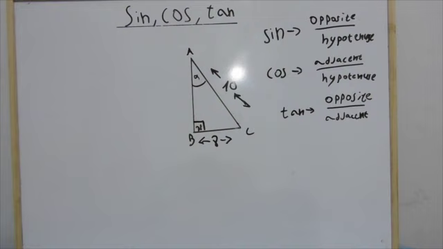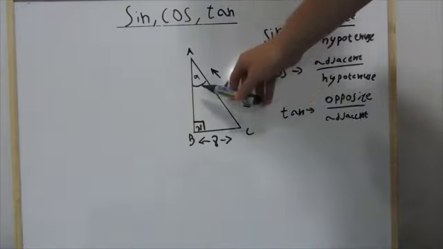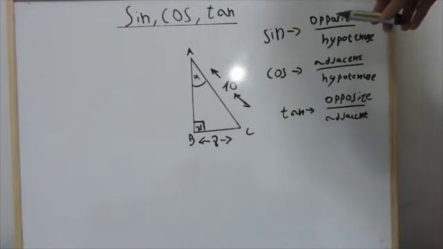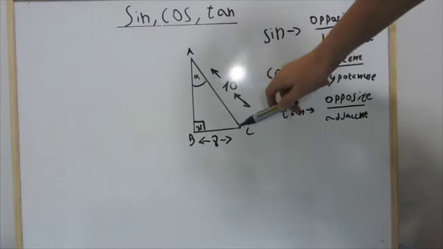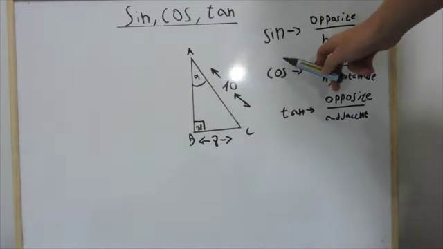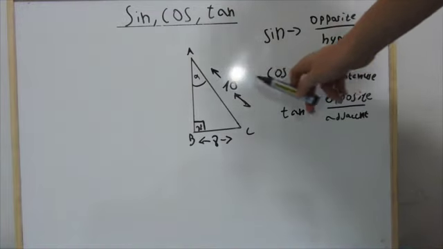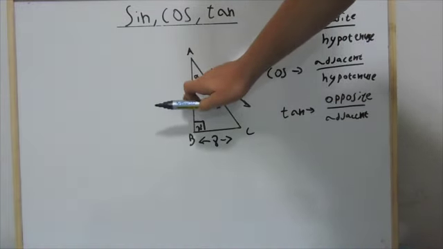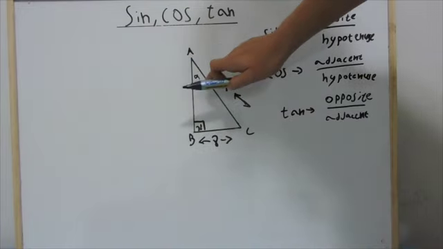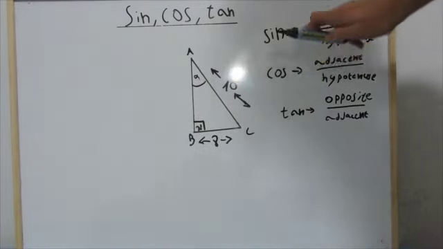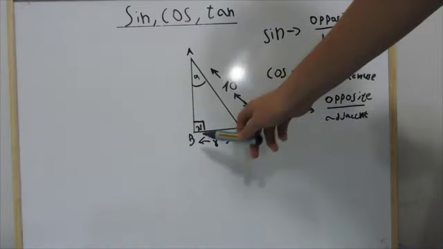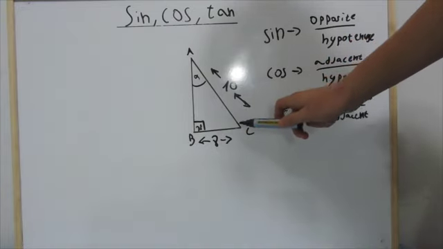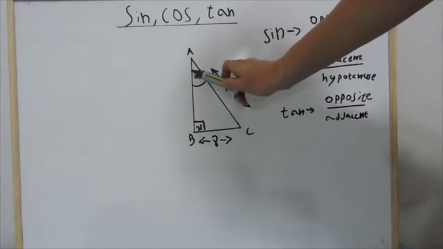Okay, so what's written on the board is this: sine. Say you have alpha and you want to find it. It's the opposite from alpha divided by the hypotenuse of the triangle. Cosine is basically the adjacent, which is this one. It's adjacent to alpha divided by hypotenuse. Both sine and cosine are divided by the hypotenuse. And then tan is the opposite, like in sine, divided by the adjacent to alpha.